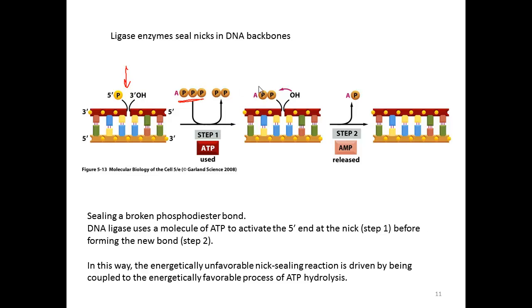It's added to the existing phosphate group to activate the 5' end. And then, in a second step, it's going to be released as you get bond formation. And now you have an intact backbone of this DNA molecule. So by hydrolyzing this high-energy intermediate ATP, we've paid the energetic price to do this otherwise challenging reaction of sealing the DNA backbone.